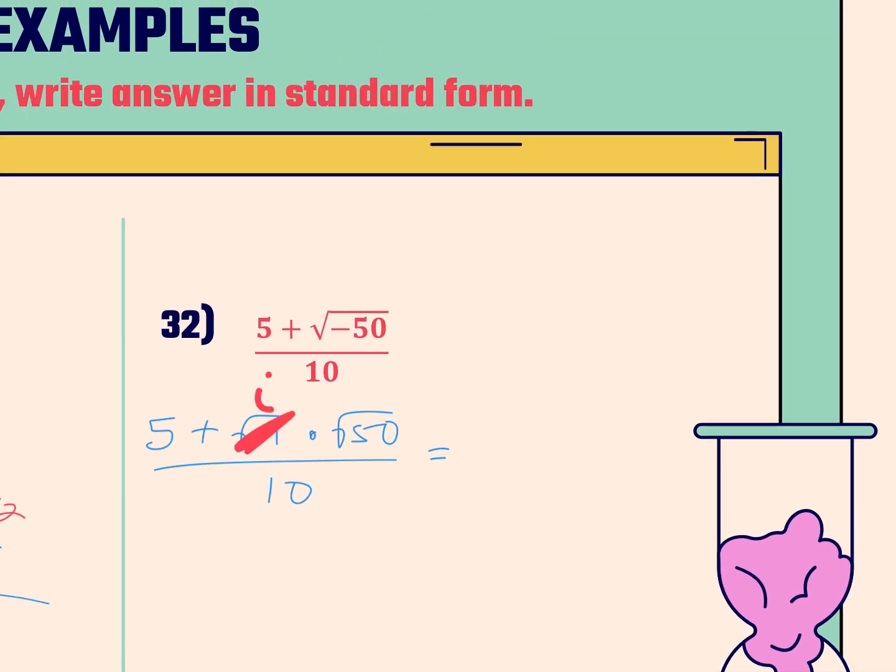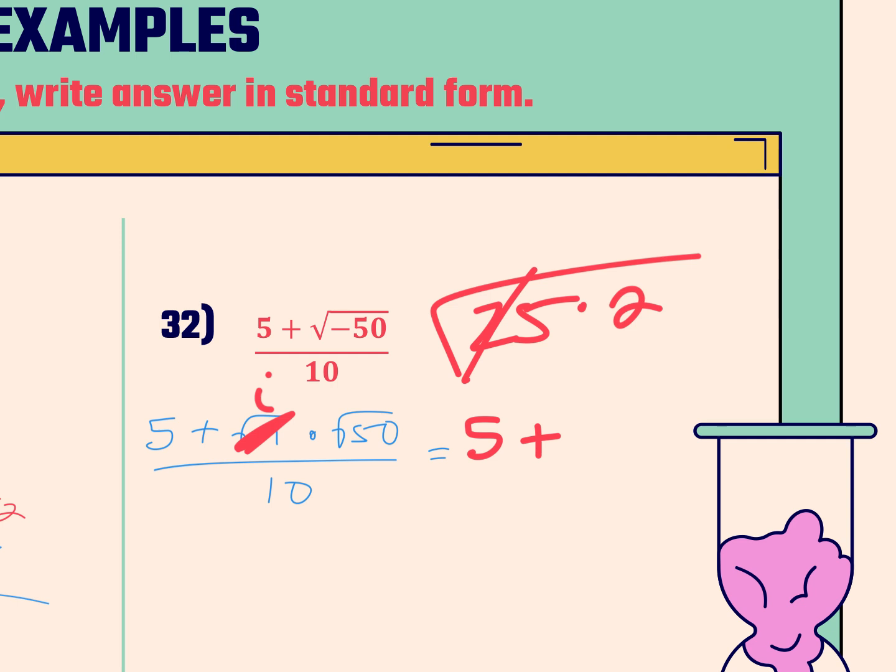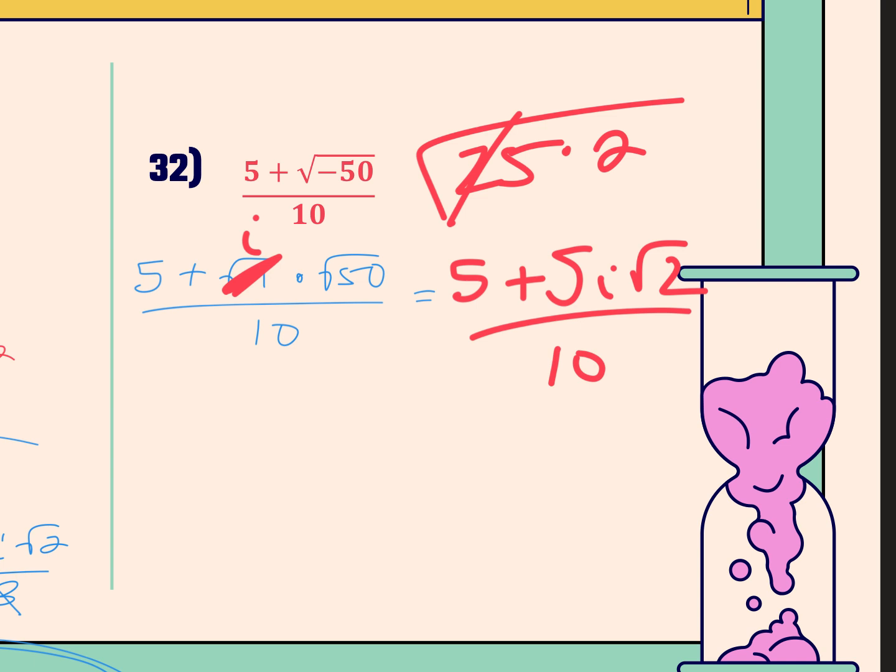I. And what can I break 50 into? 25 times 2. Good. So when I take this out, this becomes 5 plus what? 5i square root of 2 over what? 10. So when I simplify, 5 over 10 plus 5i square root of 2 over 10.